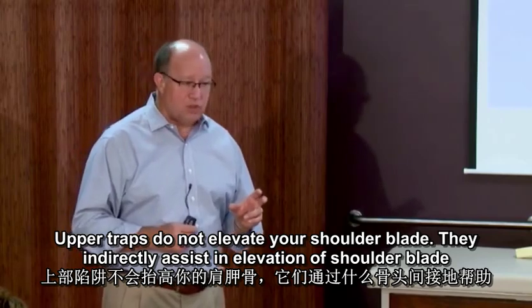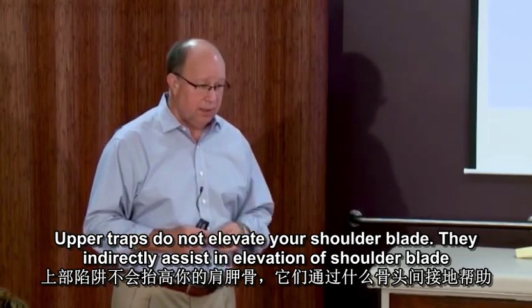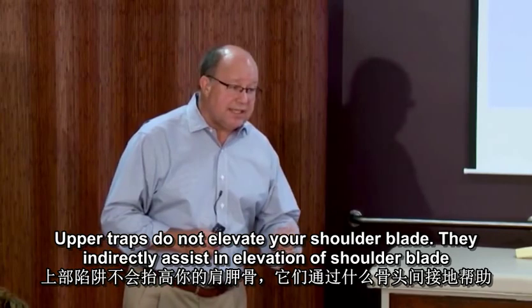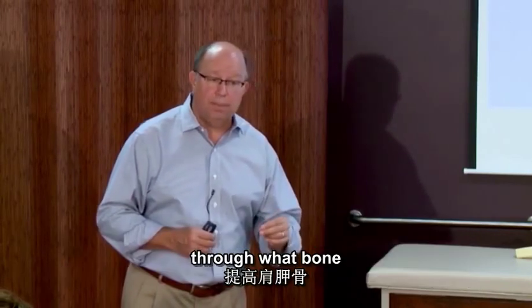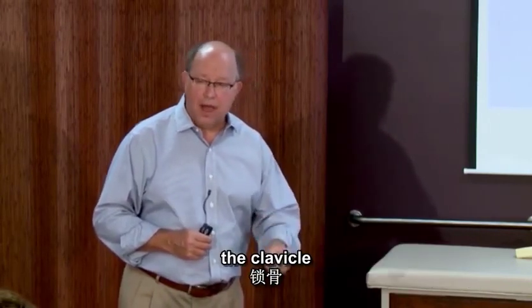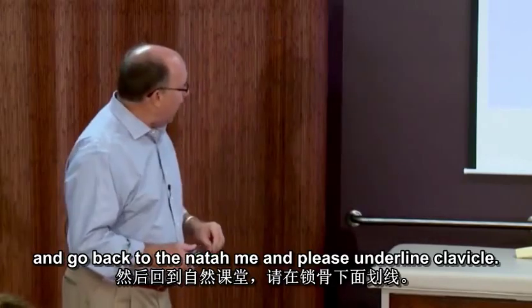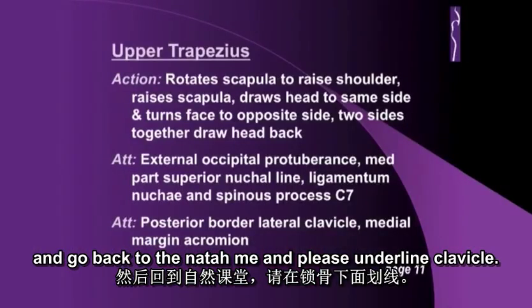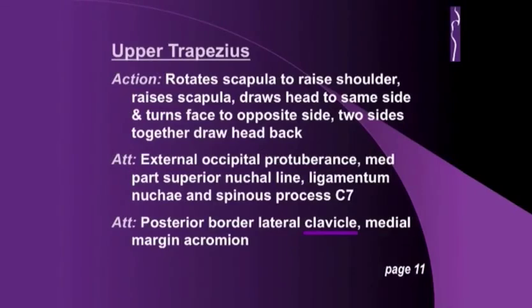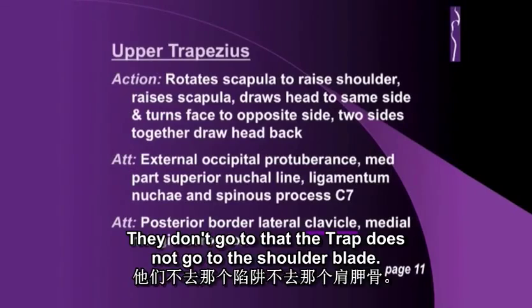Don't look foolish. Upper traps do not elevate your shoulder blade. They indirectly assist in elevation of the shoulder blade through what bone? The clavicle. And go back to the anatomy and please underline clavicle. The upper trap does not go to the shoulder blade.